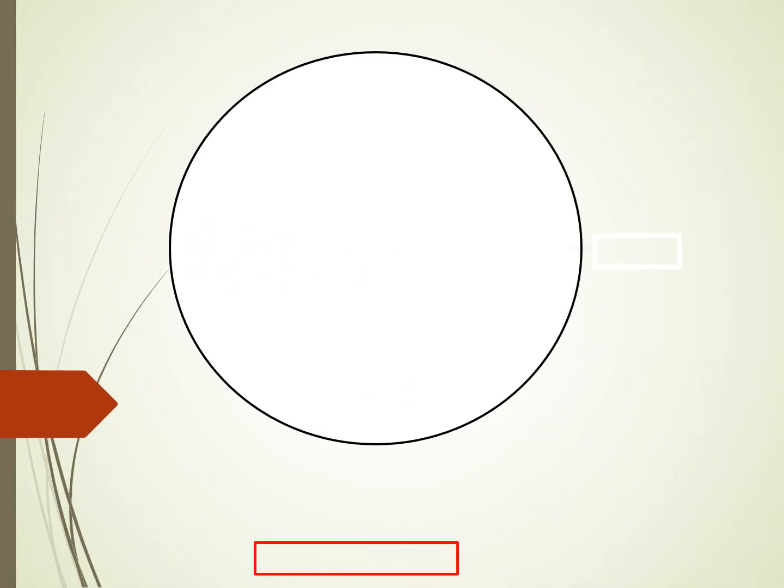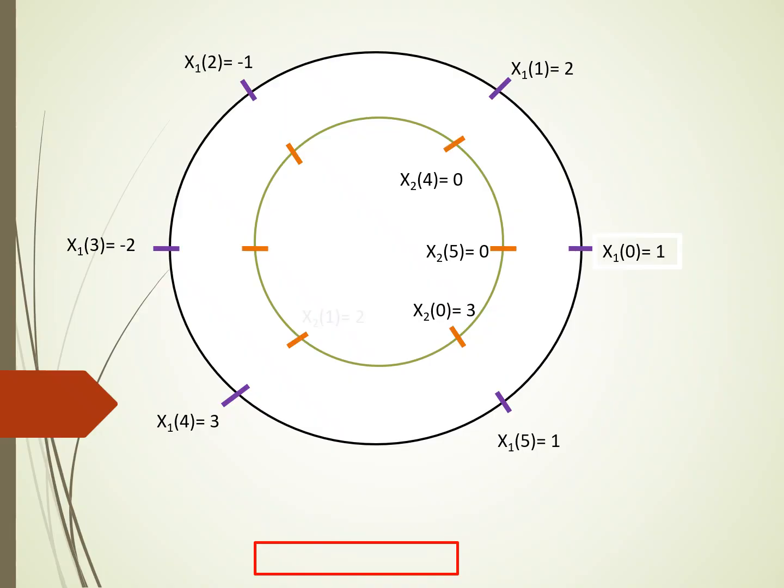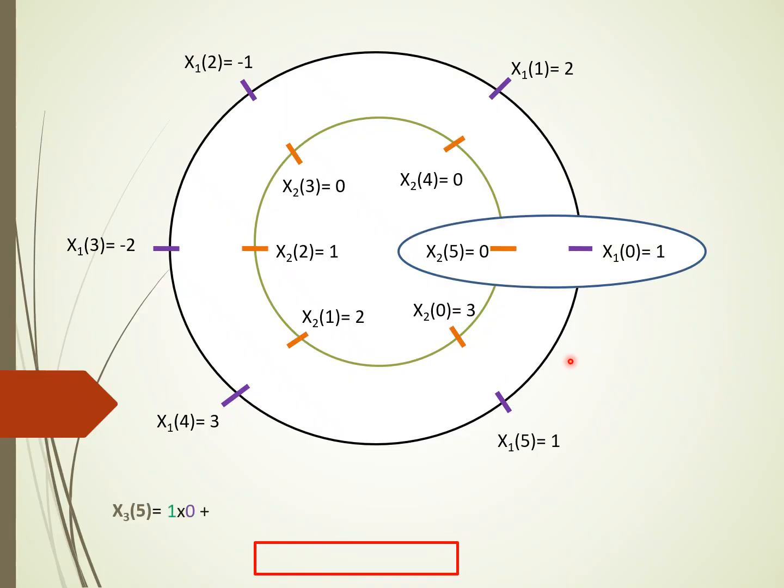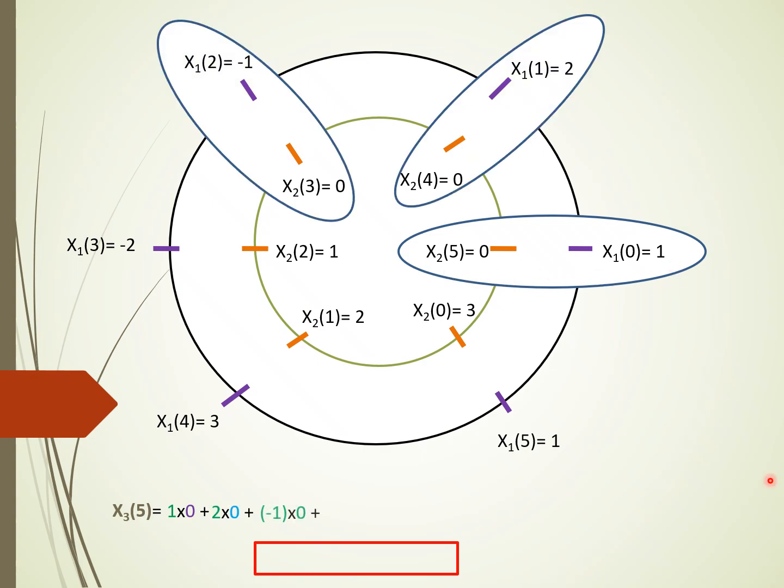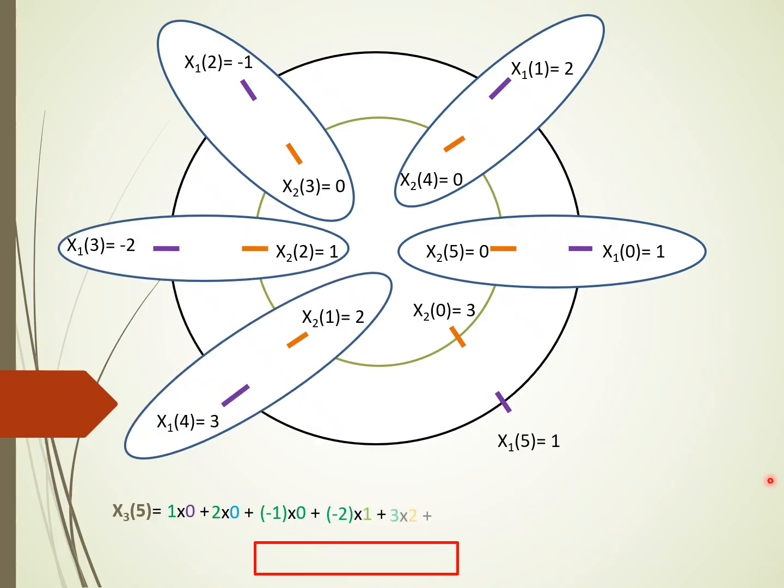Of the output sequence, the outer circle remains untouched. In the inner concentric circle, the origin point is moved 1 unit ahead and the subsequent values of x2 of n are placed in the clockwise direction. Multiply the subsequent values along the outer circle and the inner concentric circle. So in this case, it is 1 into 0 plus 2 into 0 plus minus 1 into 0 plus minus 2 into 1 plus 3 into 2 plus 1 into 3, and the answer is 7.